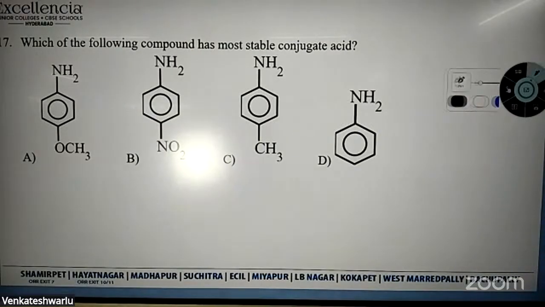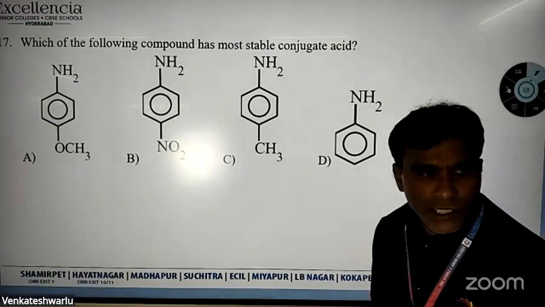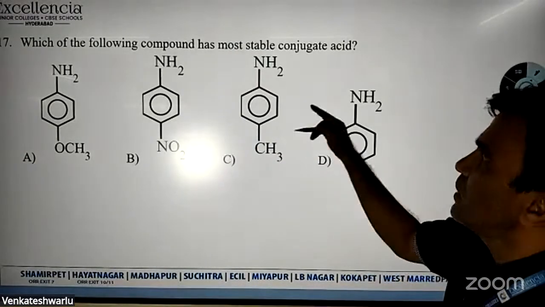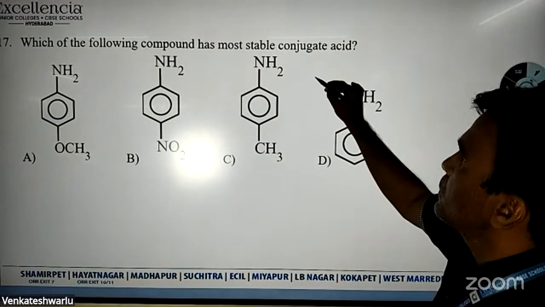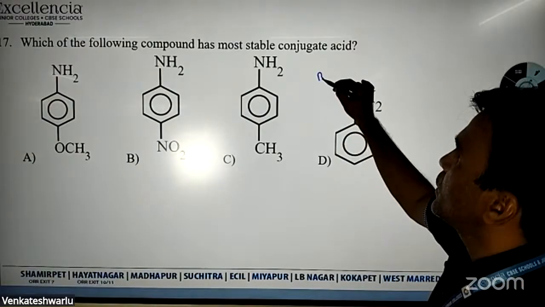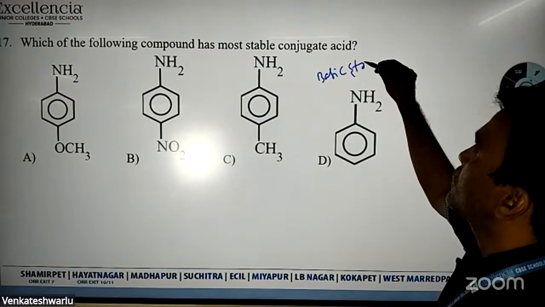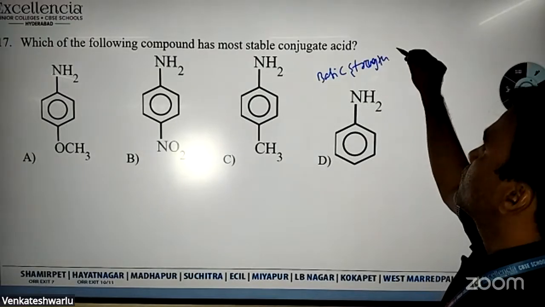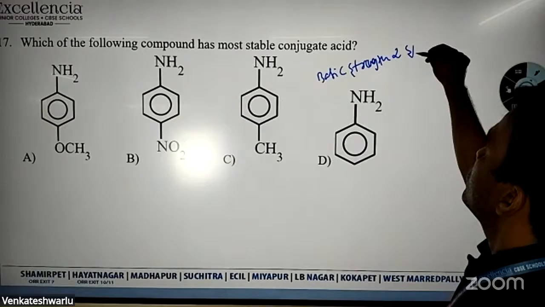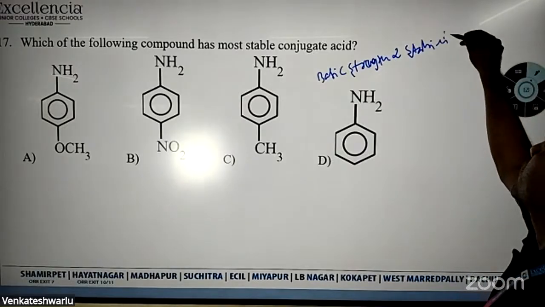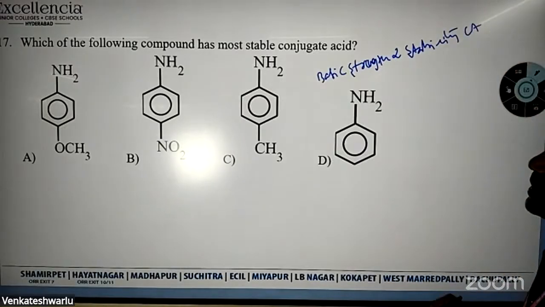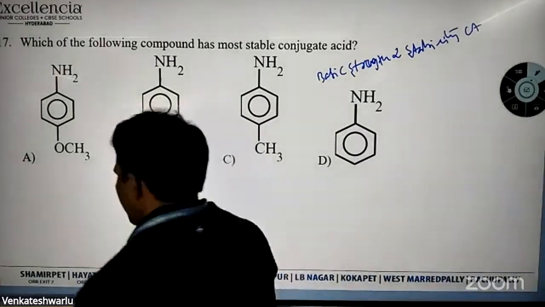Now next question. It's very easy. They are asking for the more stable conjugate acid. The concept is here: all are given amines. Amines means bases. Basic strength is directly proportional to the stability of the conjugate acid.